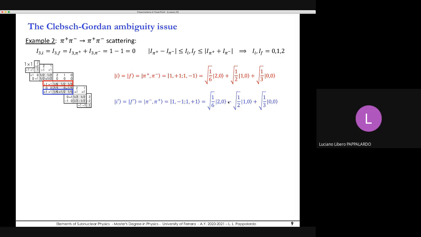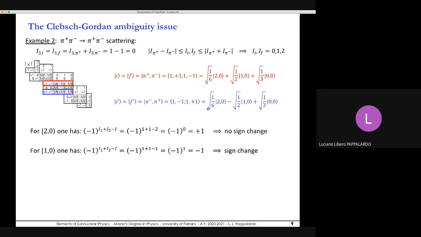Again, let's check the sign of this. So for the 2, 0 state, so this guy here, the exponent is 0, so we don't observe a sign change. For the 1, 0, we get a minus sign here from this coefficient, so indeed we do observe a sign change. And finally, for 0, 0, it is again an even number, so it is again +1, and we don't see any change. So let's calculate again the cross-section.